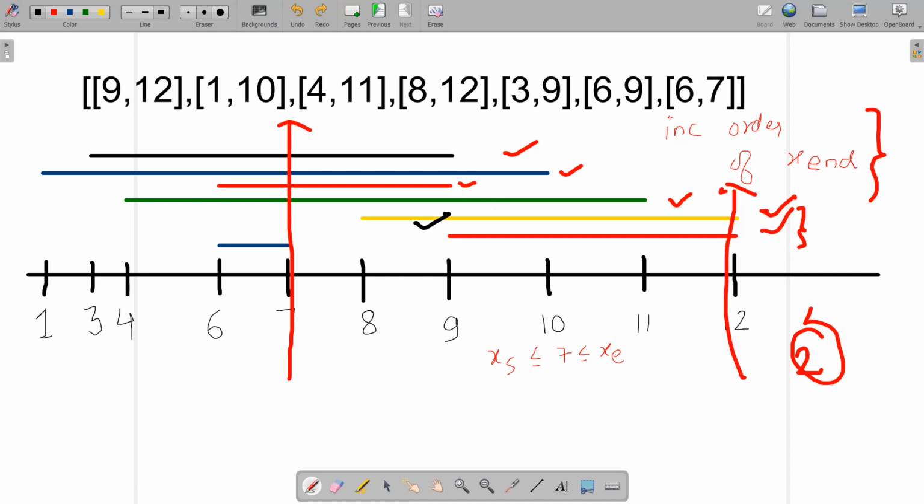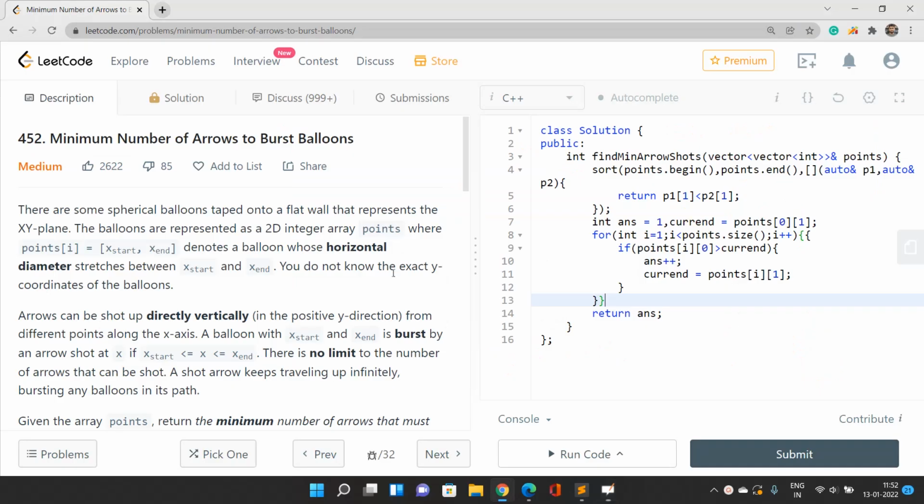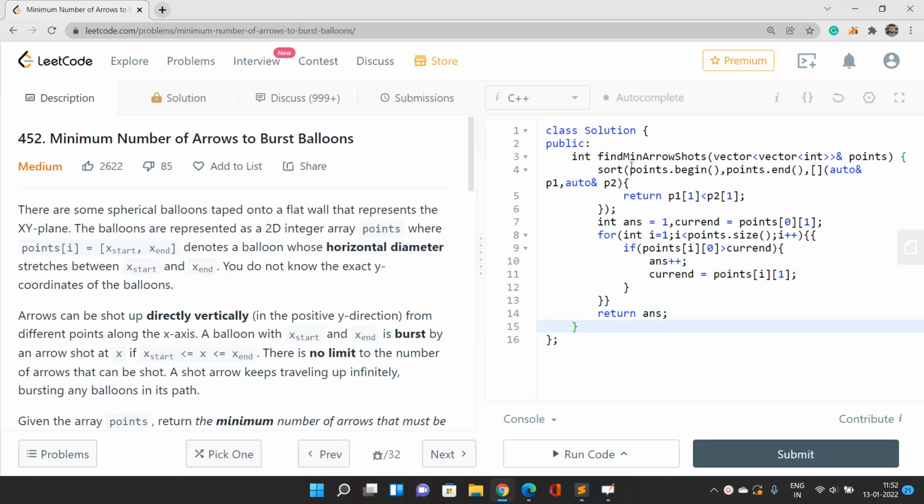But when you come over here, this x start is strictly greater than this 7, so you need to file another arrow. The next arrow will be filed at the x end position of this balloon. So you need to increment your answer and assign this value, and each time you have the best possible answer at this position. Finally, return the answer. This will give you all test cases passed.